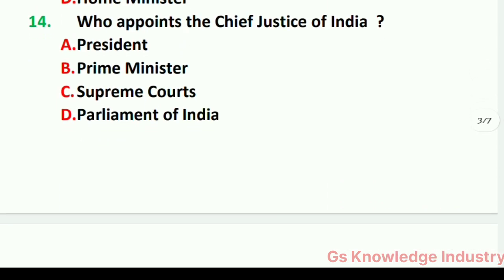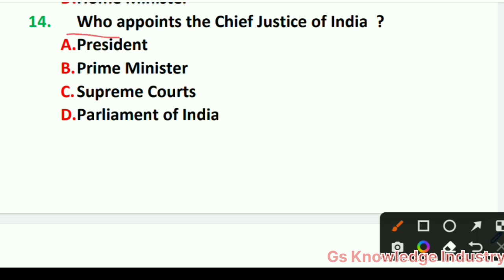Fourteenth question. Who appoints the Chief Justice of India? Option A, President. Option B, Prime Minister. Option C, Supreme Court. Option D, Parliament of India. Here the right answer is option A, President. President appoints.